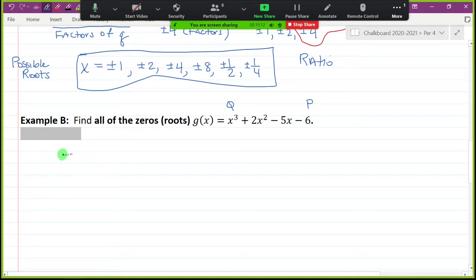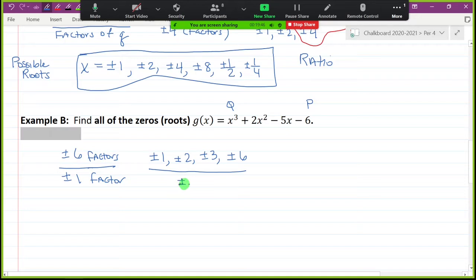So the factors of 6, and I know it says -6, but it doesn't matter what the sign is. You're going to put a plus or minus on it, over the factors of 1. So the factors of each of these, not the actual numbers. We're not going to divide 6 by 1 yet. What are the factors of 6? Plus or minus 1, which is a factor of everything. Plus or minus 2, plus or minus 3, and plus or minus 6. What are the factors of 1? Just plus or minus 1. And that's it.